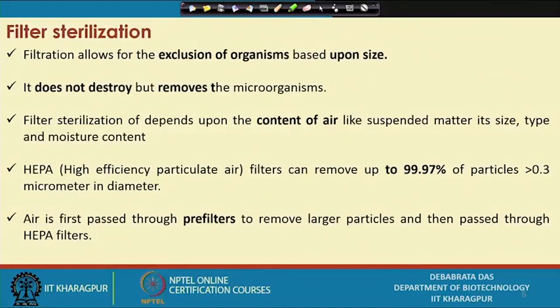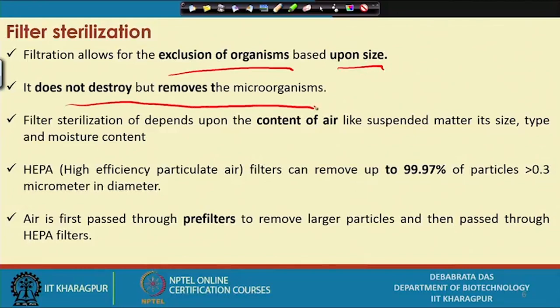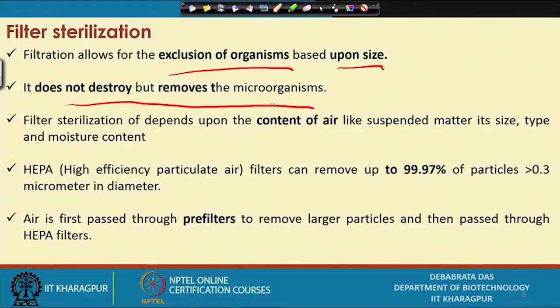Now, filtration: what is the purpose? It allows exclusion of the organism based upon size, as I just explained. It does not destroy the microorganism, because when you talk about removal of organisms by heat, when you heat the organism, the proteins inside the cell undergo denaturation. Due to denaturation of the protein, most of the enzymes are inactivated, the properties of the cells are lost and the organism is killed. Am I right? But in filtration, it is not the destruction of the cells. You physically separate the cell from the air. So it does not destroy but removes the microorganism.